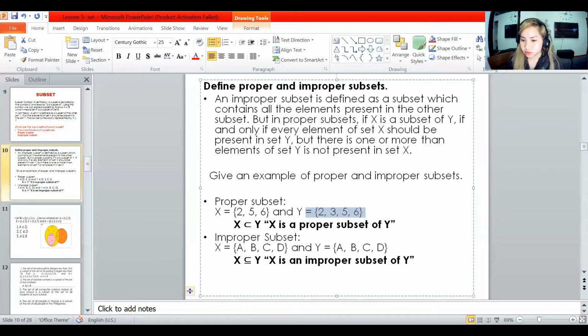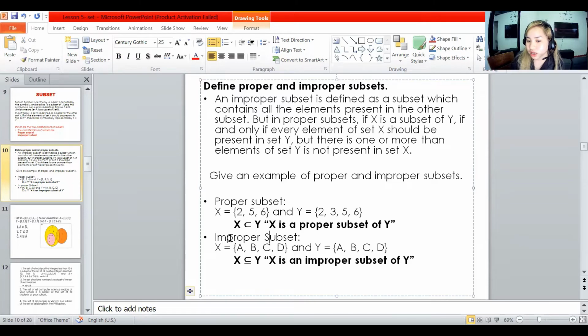Ayan. So, look at this example po. Yung X natin is 256 and yung Y natin is 2356. As you can see, 256 ay present dun sa elements ni Y. Pero, meron pong isang element si Y na wala kay X. Sabi natin kanina, yung proper subset is merong mga elements si Y na wala kay X, pero lahat ng elements ni X is nandun sa elements ni Y. Ito po siya sa mathematical notation. Ang basa dito is X is a proper subset of Y.